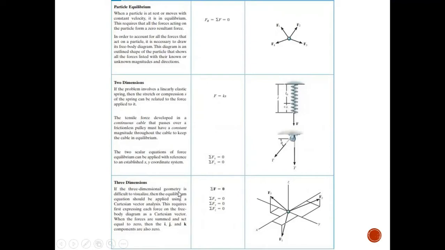If the three-dimensional geometry is difficult to visualize, then the equilibrium equation should be applied using a Cartesian vector analysis. This requires first expressing each force on the free body diagram as a Cartesian vector. When the forces are summed and set equal to 0, then the i, j, and k components are also 0. So to find the total force F, we can assume that total Fx, total Fy, and total Fz are 0. So you can find F.